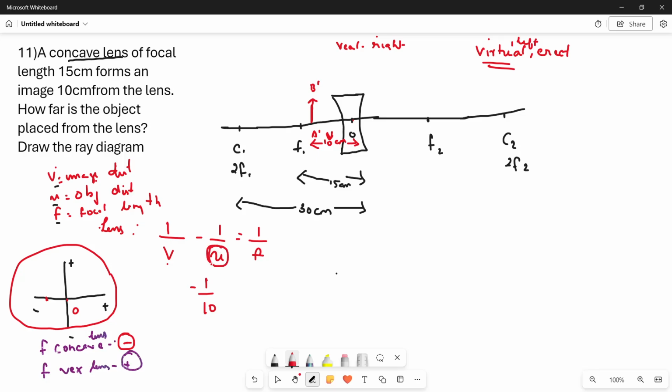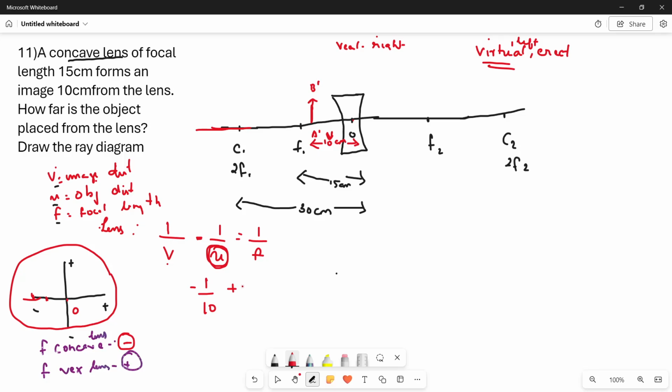The object distance is what you have to find. It is given with the formula minus. So where is my object going to get placed? It is also going to be placed on the left hand side of the optic center, somewhere here on the principal axis.